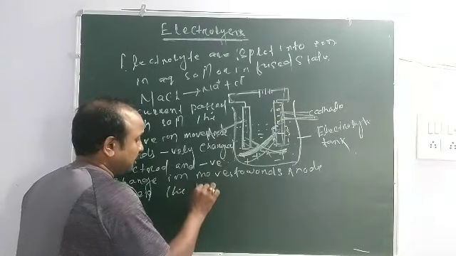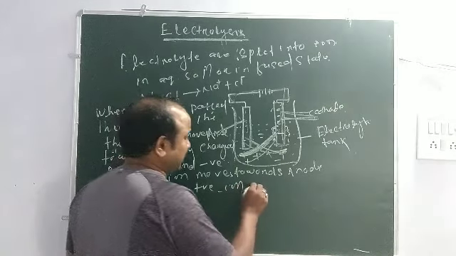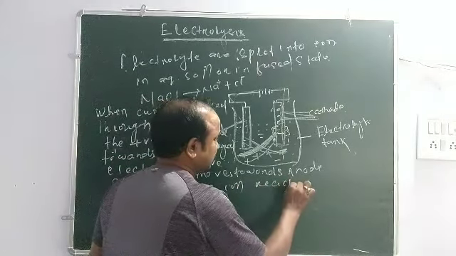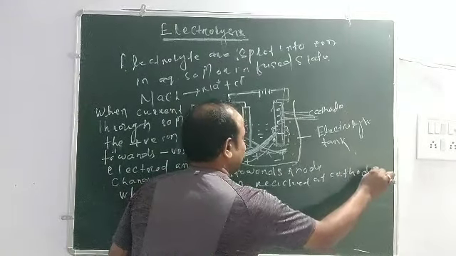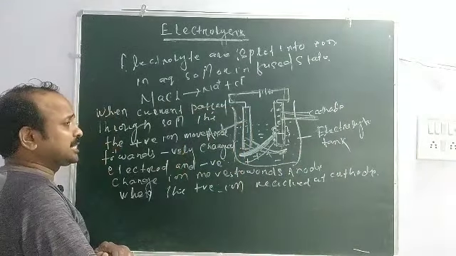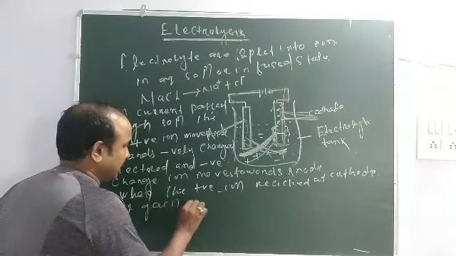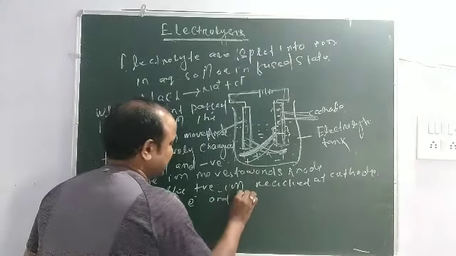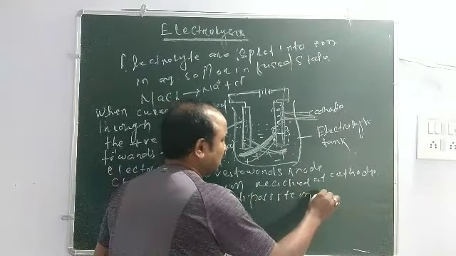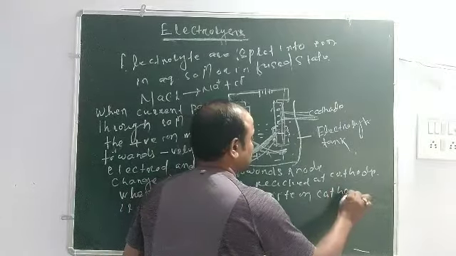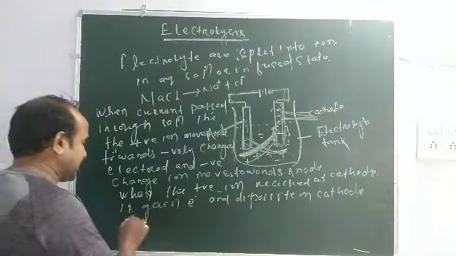When the positive ion reaches the cathode, it gains electrons and deposits on the cathode, like that.